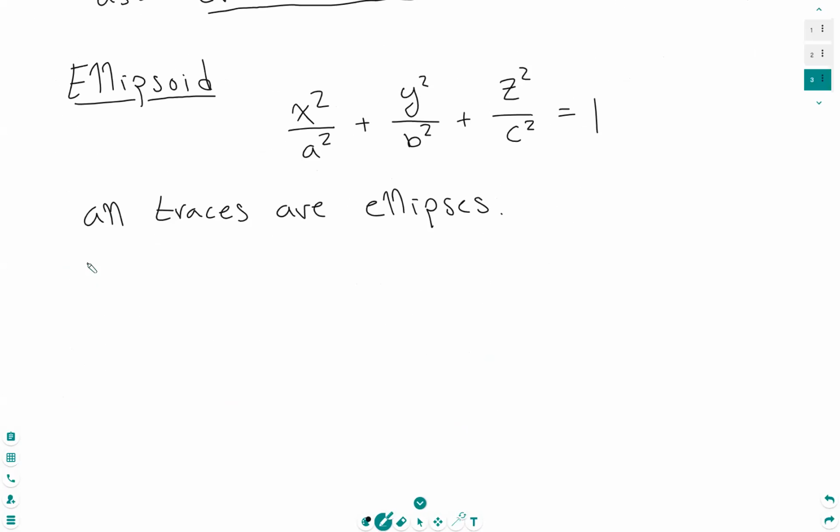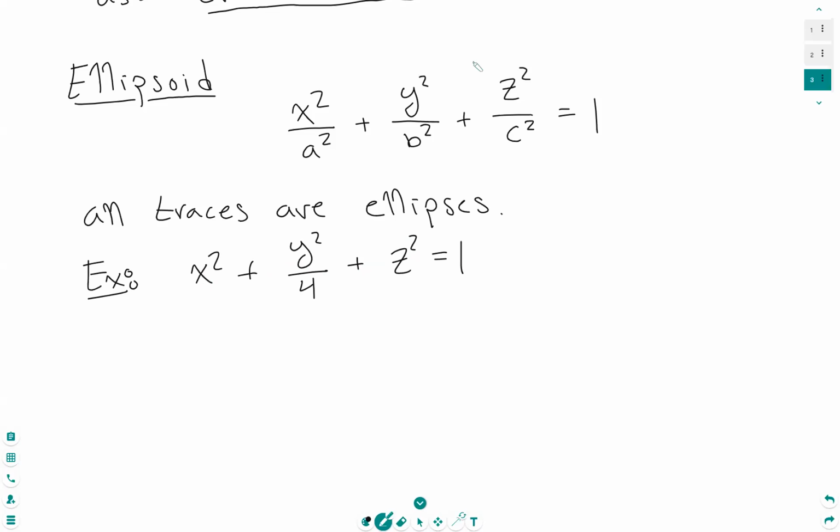So we're going to look at an example here. An example where we have x squared plus y squared over 4 plus z squared is equal to 1. Okay, so let's try this out for the first time.